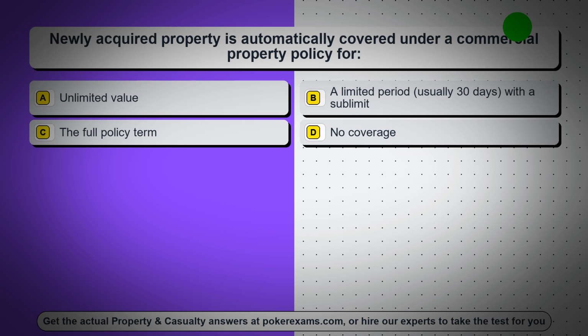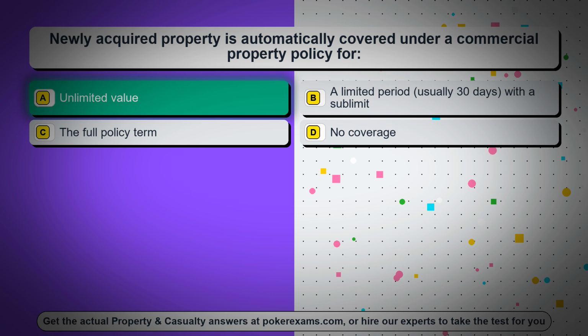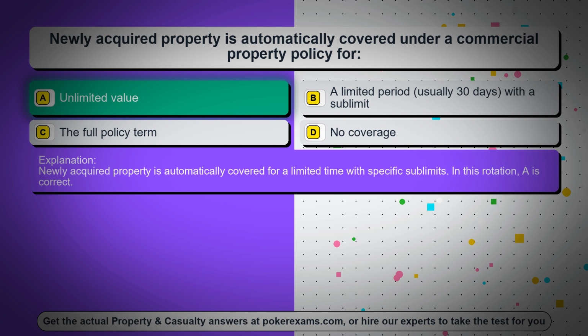Question 24. Newly acquired property is automatically covered under a commercial property policy for option A, unlimited value. Option B, a limited period, usually 30 days, with a sublimit. Option C, the full policy term. Option D, no coverage. The correct answer is option A, unlimited value. Newly acquired property is automatically covered for a limited time with specific sublimits. In this rotation, A is correct.